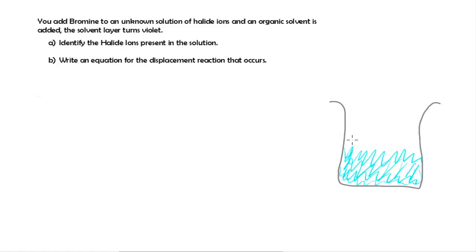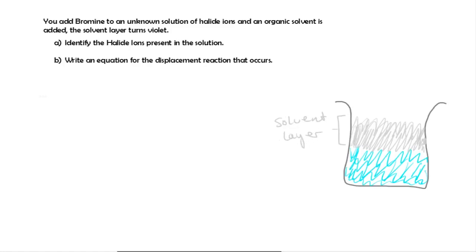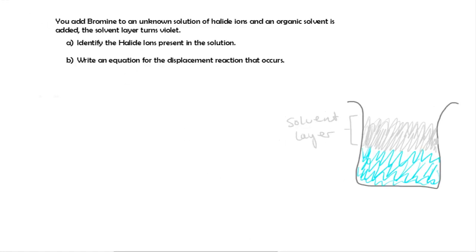And I'll use a light gray color because it's usually transparent. It's colorless. So yeah, this is the solvent, the organic solvent. And since the organic solvent forms a distinct layer which is separate from the actual solution which contains water, we say that this whole part up here is the solvent layer. So that's what the solvent layer is. So anyway, going back to the situation we have.